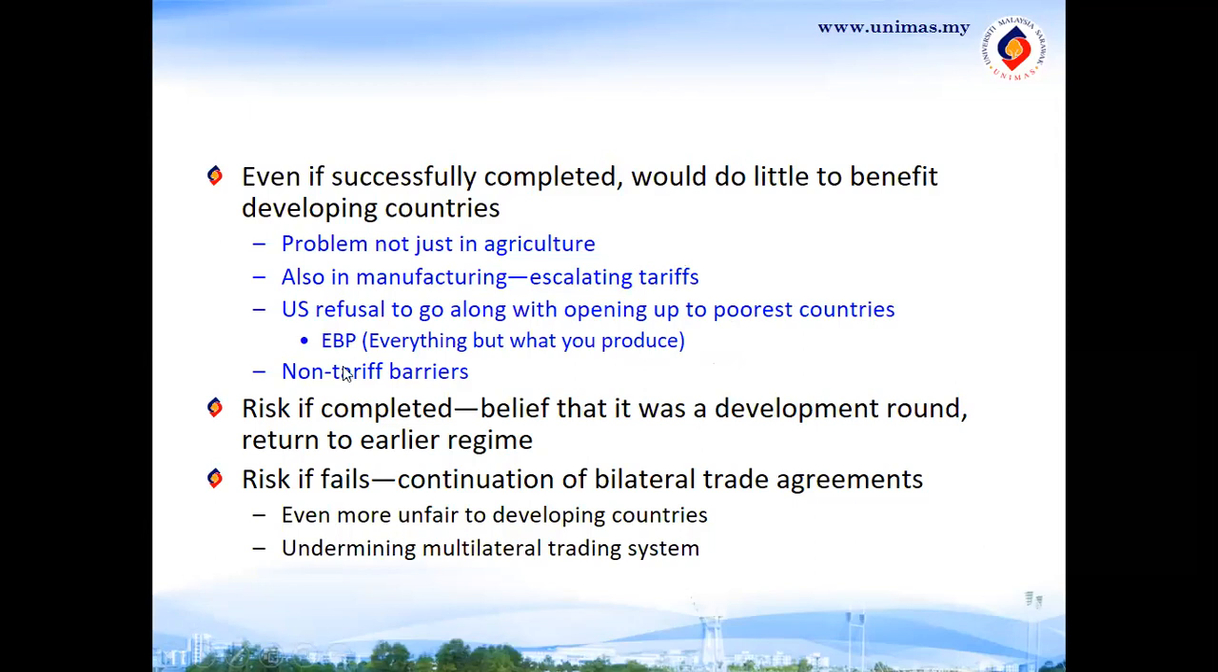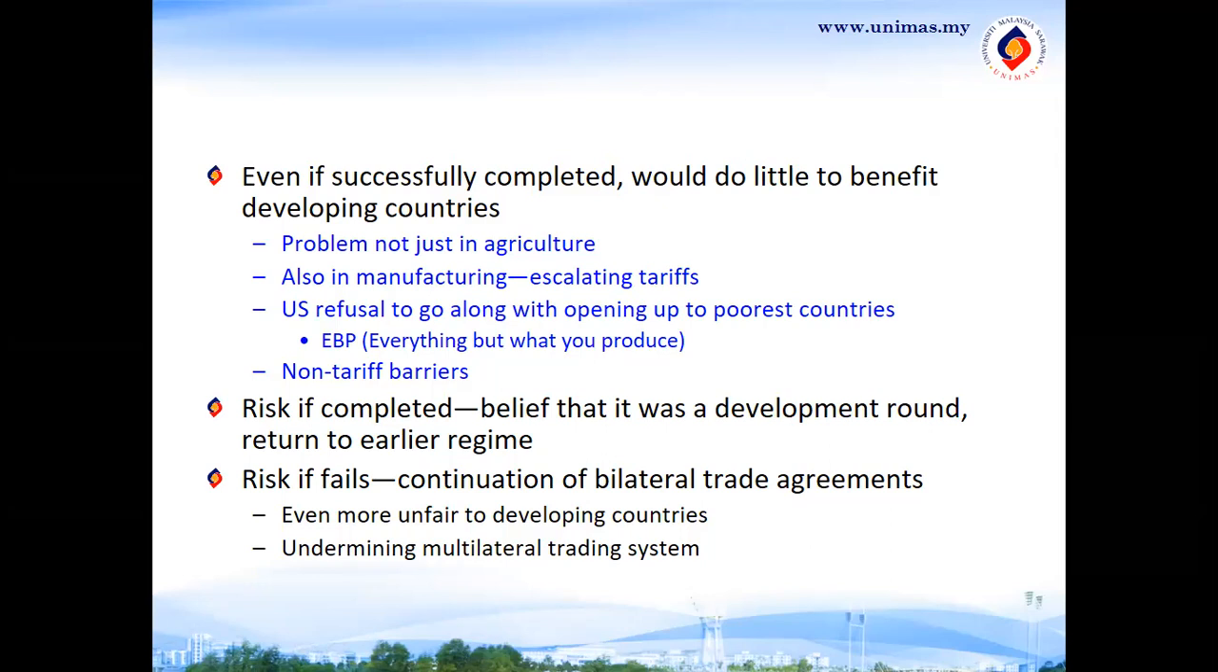Also, the U.S. refusal to go along with opening up to the poorest countries, in other words, EBA, everything but arms, they don't open their market, okay? And also other non-tariff barriers, many other kinds of barriers besides tariffs. One could be in terms of environmental issues, right? They don't want to buy the product, for example.